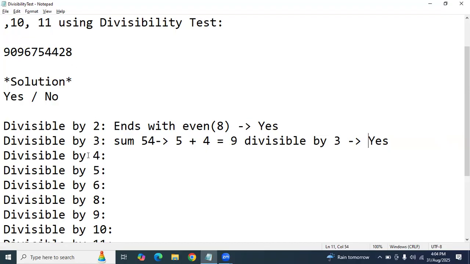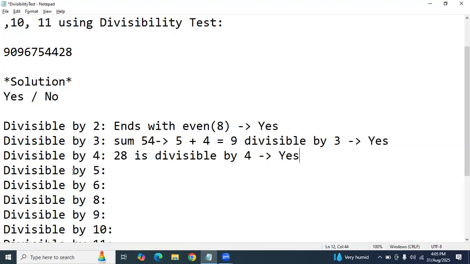So let's look at the next number, divisibility by 4. For the divisibility test of 4, we should check the last 2 digits of a number, and if that last 2 digit number is divisible by 4, then that number is divisible by 4. Here, if we look at the last 2 digit number, that is 28. 28 is divisible by 4. So if this last 2 digit number is divisible by 4, this original number is also divisible by 4. So we'll write down yes for divisibility by 4.